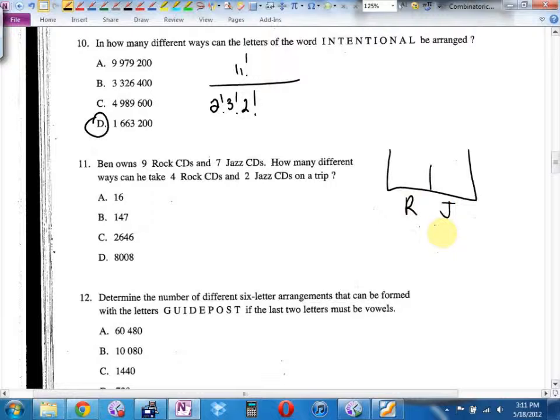How many rock CDs grand total, Amanda? How many jazz CDs? How many rock CDs is he taking? How many jazz? I would disagree with his taste, but that's okay.